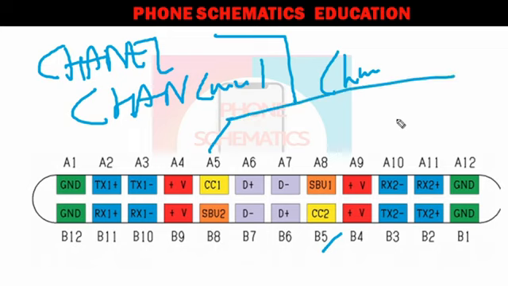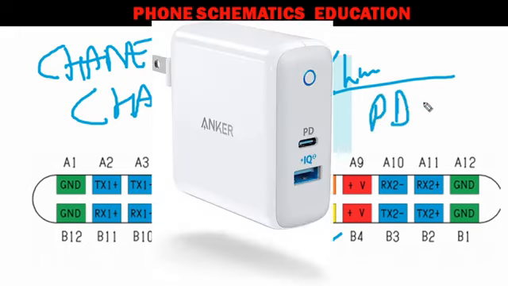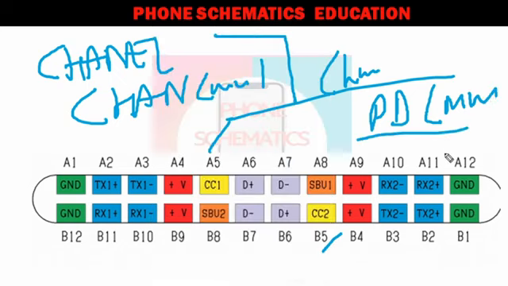Now, what do they mean? You have mostly heard about the PD charger. You have mostly heard this name, a PD charger. Now, what is the link between a PD charger and CC1 and CC2? I will tell you.